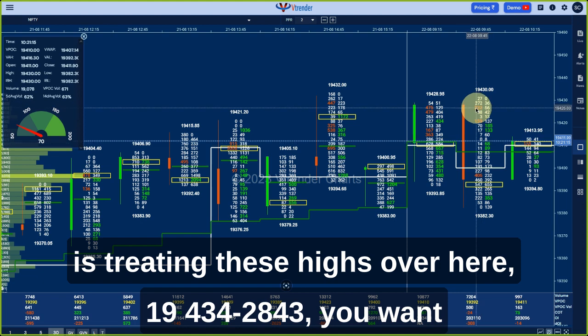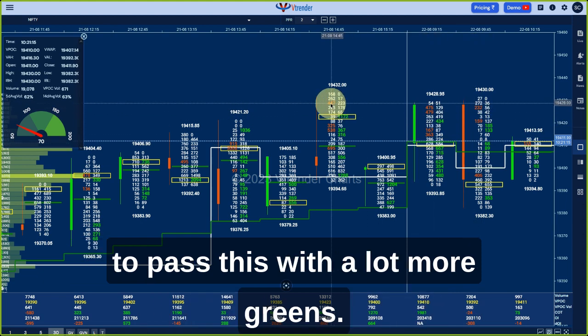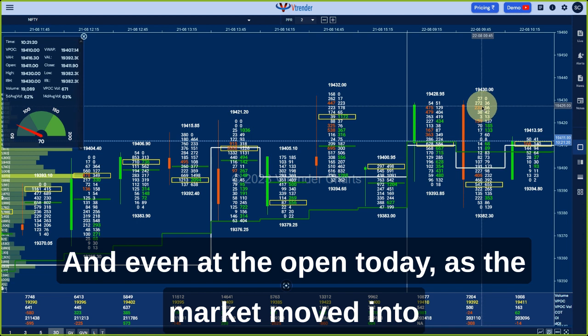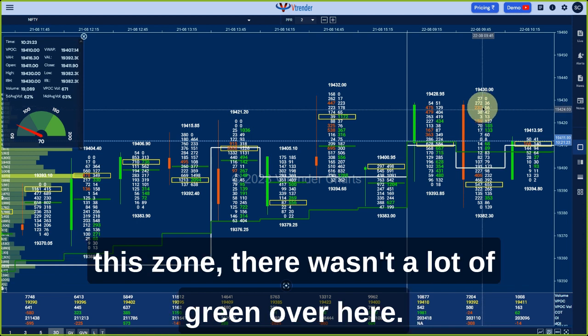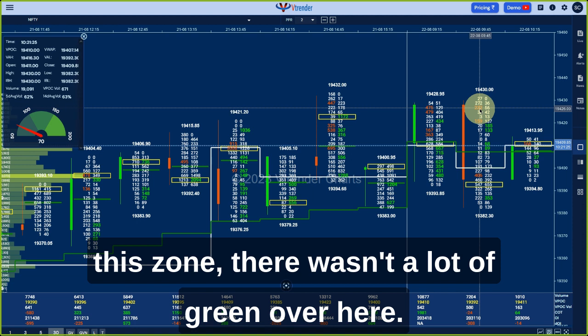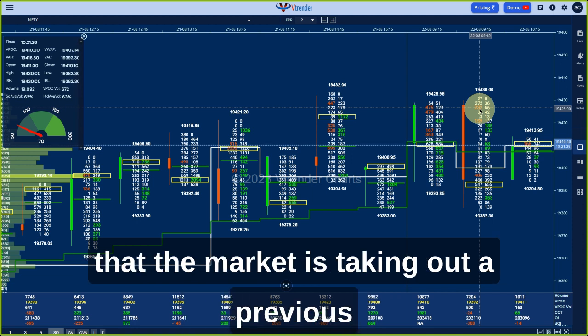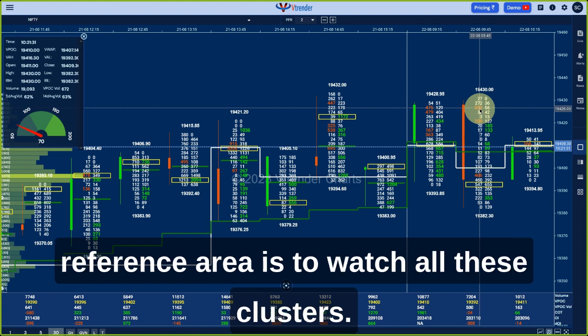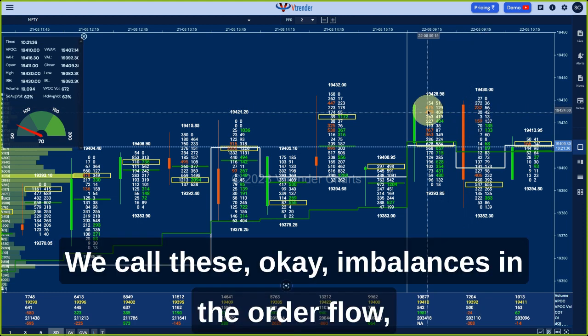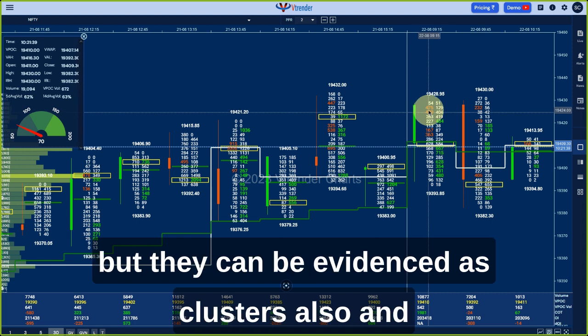428, 430, you want to pass this with a lot more greens. And even at the open today, as the market moved into this zone, there wasn't a lot of green over here. So one way you would know for sure that the market is taking out a previous reference area is to watch all these clusters. We call these imbalances in the order flow, but they can be evidenced as clusters also.